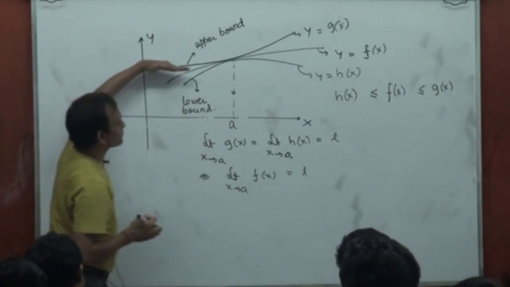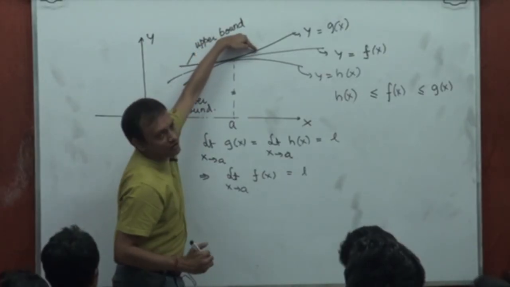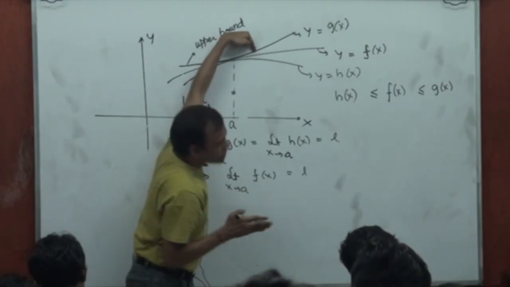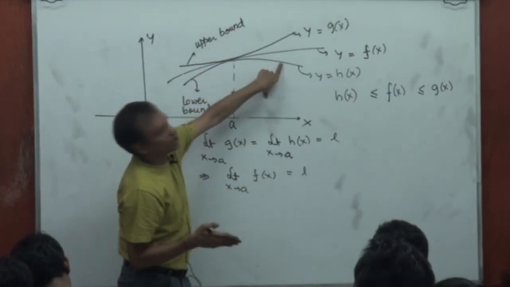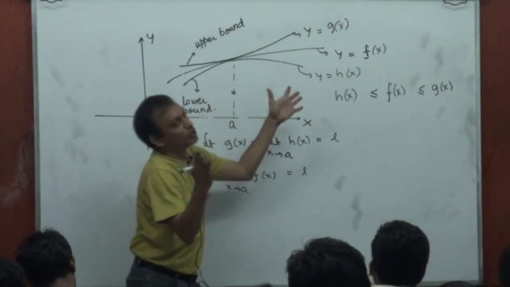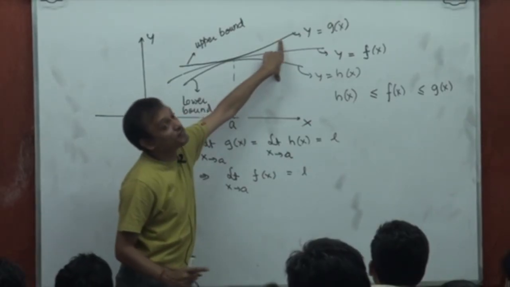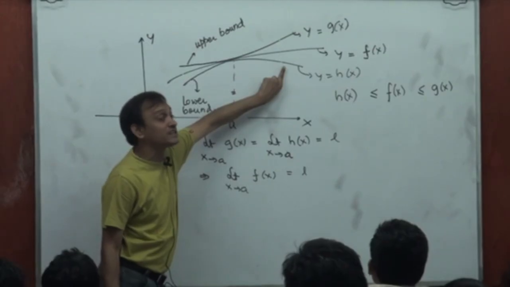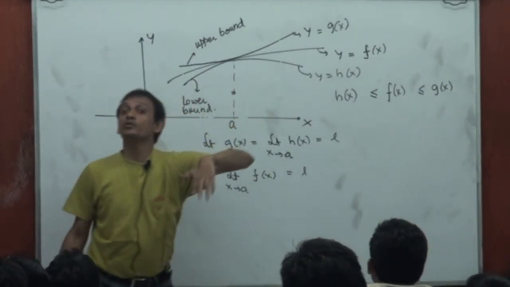What I mean is, if I have a function y equal to f(x) and there is an upper bound function g(x) which is not lower than f(x) for any x in the neighborhood of x equal to a, and there is a lower bound function which is not above f(x) for any x in the neighborhood of x equal to a, and if the limit of the upper bound function as x tends to a is equal to the limit of the lower bound function as x tends to a, then the limit of f(x) as x tends to a will also be the same.